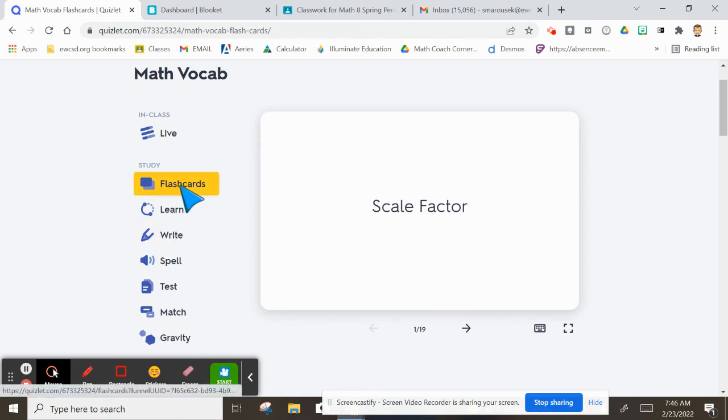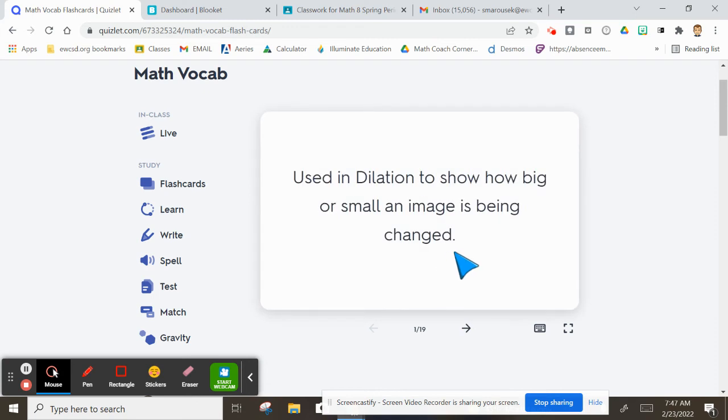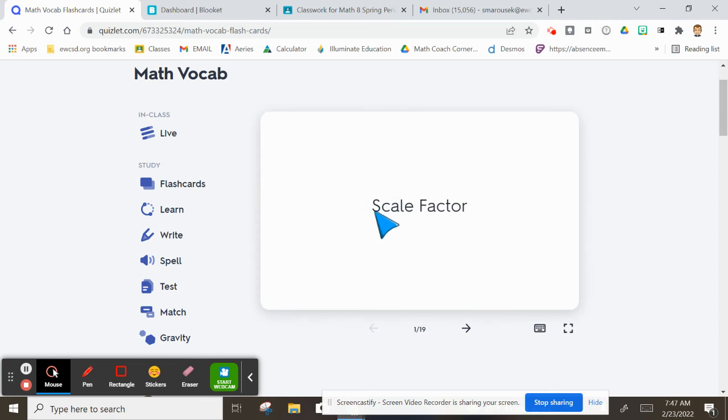You can do a flashcard to learn it. I would suggest you either do the flashcard, you could do the matching. The gravity is kind of intense. That you've done that one maybe before, but the flashcards are really the best way. If I go ahead and click on this, I should have put dilations, used in dilations to show how big or small an image is being changed. How do you know how big or small is being changed? With the scale factor. That's a tough one. That's one of the tougher ones we have, okay?